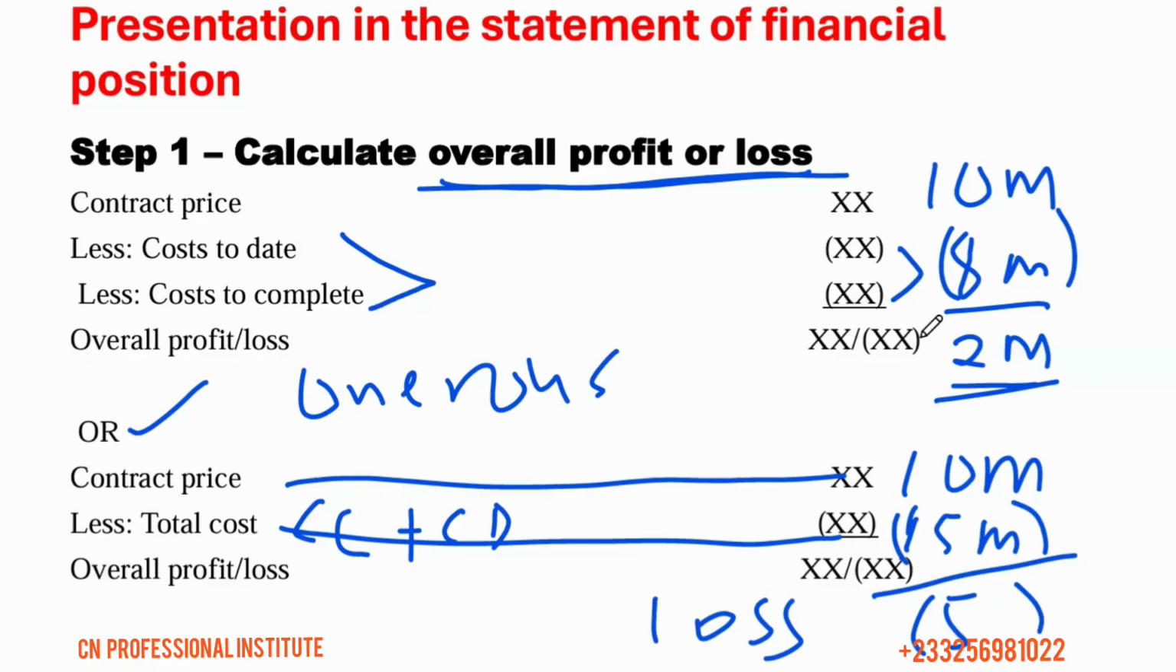So the first step we do is compute the overall profit or loss to determine whether the contract is onerous or not. If it's not onerous, you don't have any problem. You follow the other steps. But if it is onerous, if there's a loss, you have to record the whole loss immediately, in your first time of recording the revenue, right? Okay, so that's the first step: calculate the overall profit or loss.